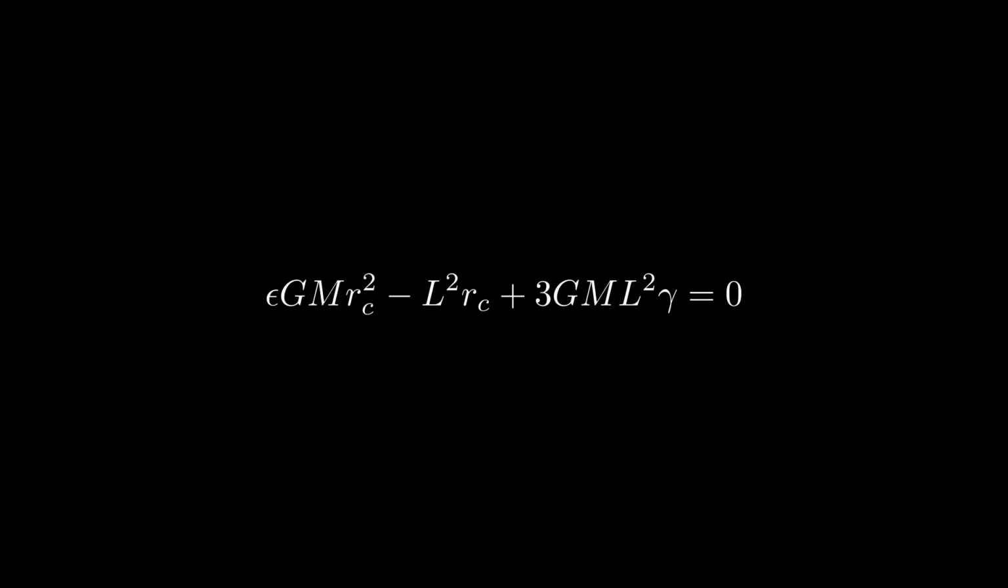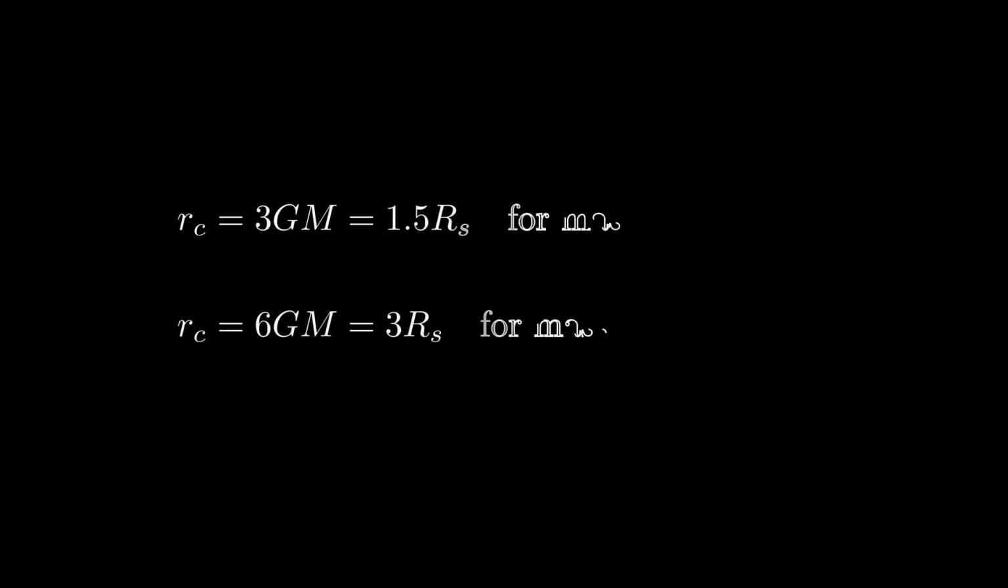L is the angular momentum per unit mass. Epsilon is 1 for massive particles and 0 for massless. We have also put a gamma on the general relativistic part of the equation, which we can choose to set to 1 if we are examining the full general relativistic solution and 0 if we are simply examining Newtonian gravity. Setting gamma equal to 1 and finding r_c for massive and massless particles, we get the radius of the photon sphere as 1.5 times the Schwarzschild radius.